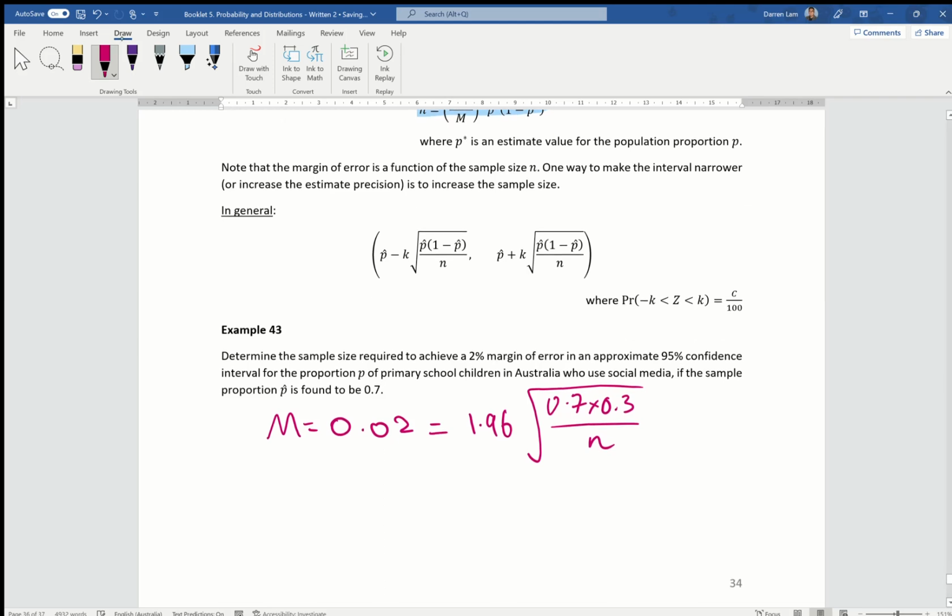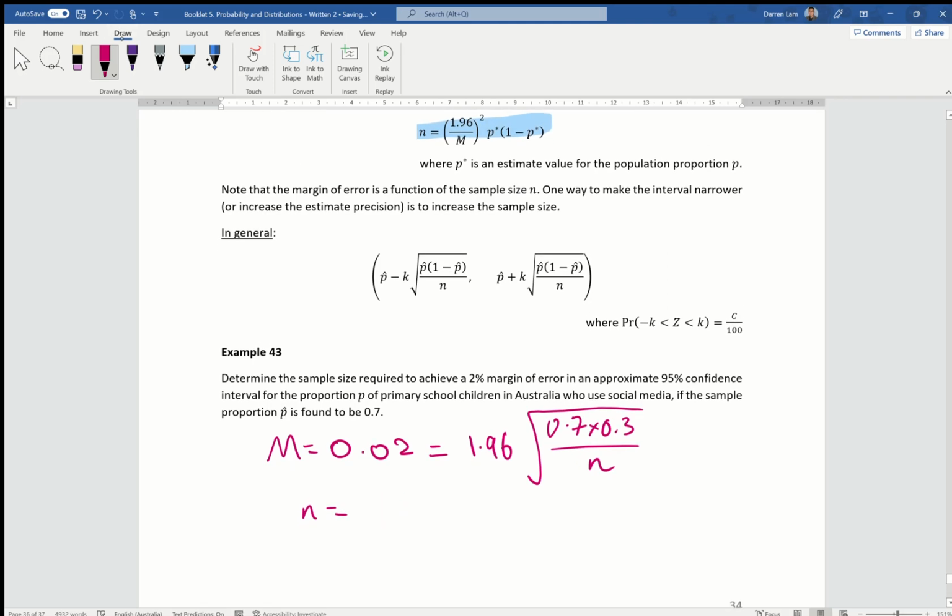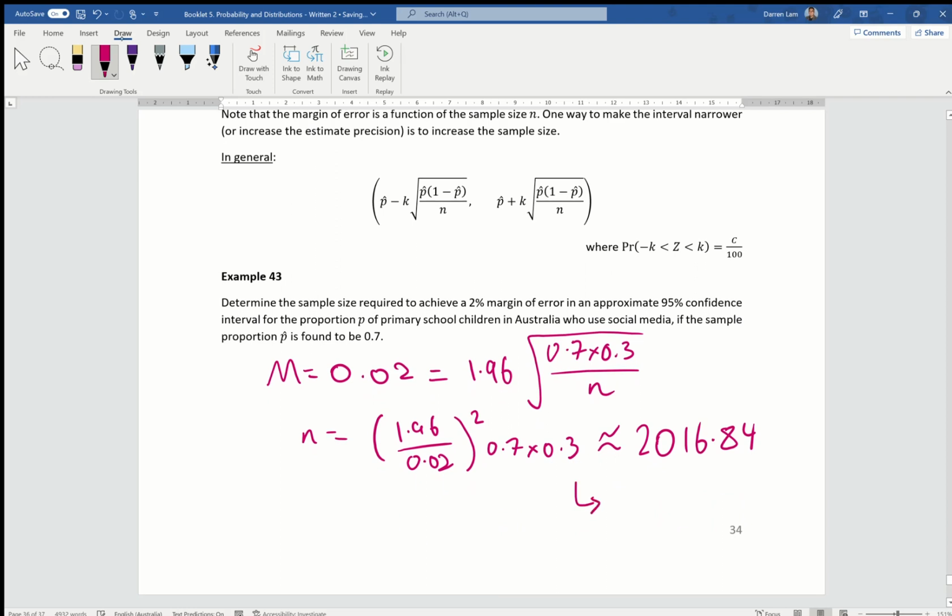So rearranging that gives us n equals 1.96 over 0.02, squared, multiplied by p, which we know is 0.7, multiplied by 0.3. And you get n equals, let's say approximately, because we are rounding it, 2016.84, which you round up to 2017. To answer this question, essentially what I'm saying is that to achieve a 2% margin of error, we need a sample size of at least 2017. So n equals 2017.